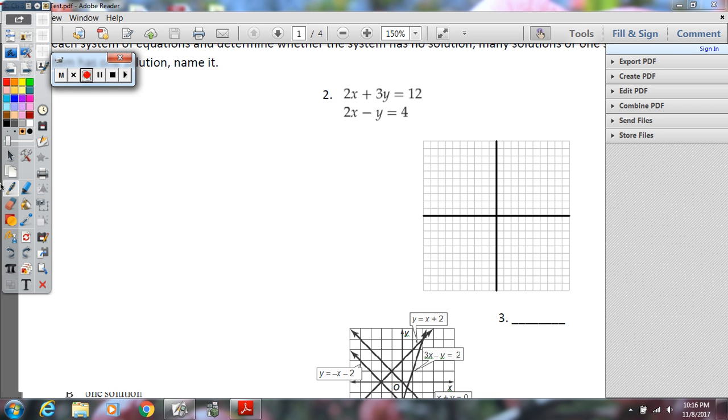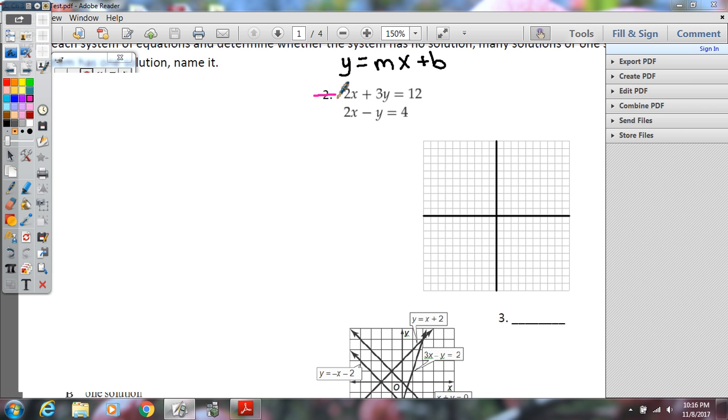Okay, looking at number 2, guys, when you have to solve these by graphing, the very first issue we have is that they're not in slope-intercept form. Remember, slope-intercept form is y equals mx plus b. So we're going to go off to the side and solve both of these equations for y.